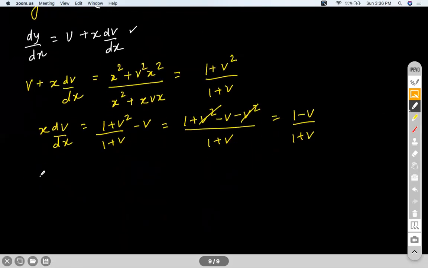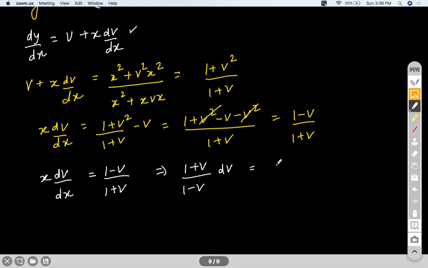So ultimately, the desired differential equation has now arrived. Okay, that's the variable separable form. We can easily write it as 1 plus v by 1 minus v dv is equal to dx by x. So the variables have been conveniently separated, and now we can integrate both the sides.